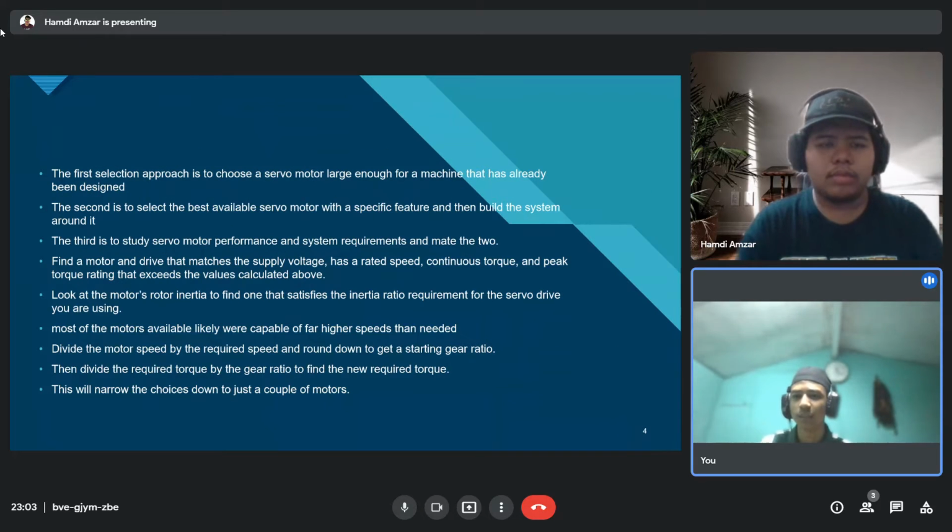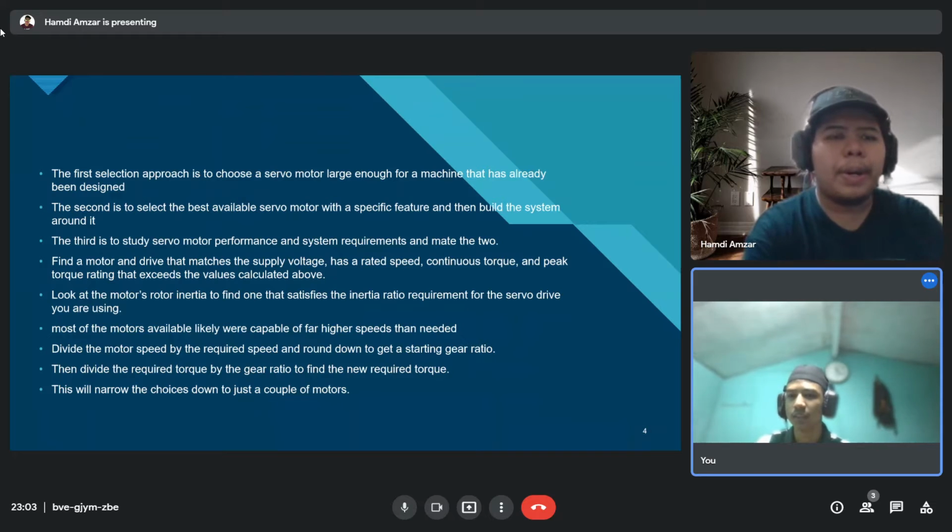The first selection approach is to choose a servo motor large enough for a machine that has already been designed. The second is to select the best available servo motor with a specific feature and build the system around it. The third is to study servo motor performance and system requirements and match the two.